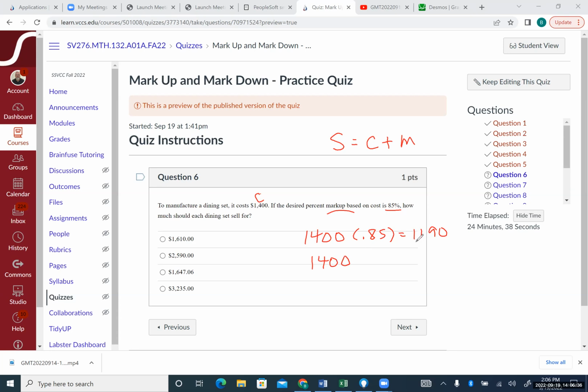So you take the cost. First, she calculated the markup, 1,190. Then she added that to the cost, which gave her the selling price. Nice work. 2,590.